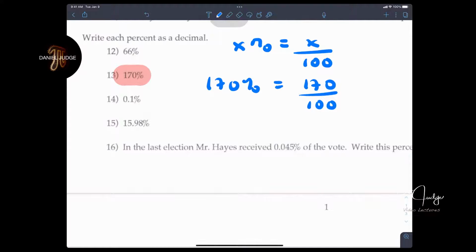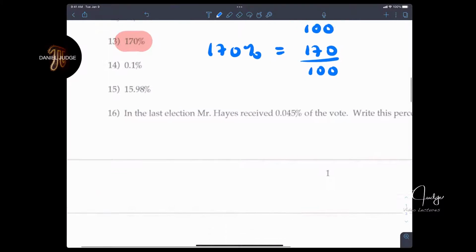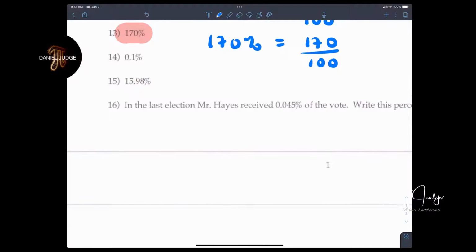Now, we can do our long division. There's no shame in doing that. But in your TI again, 170 divided by 100. Remember what happens to the decimal whenever you divide by powers of 10. This is going to be 1.7 now. So let's remember the video. We know this answer is 1.7.